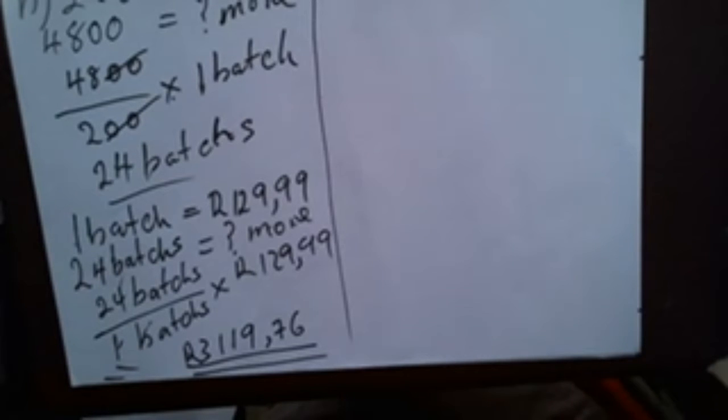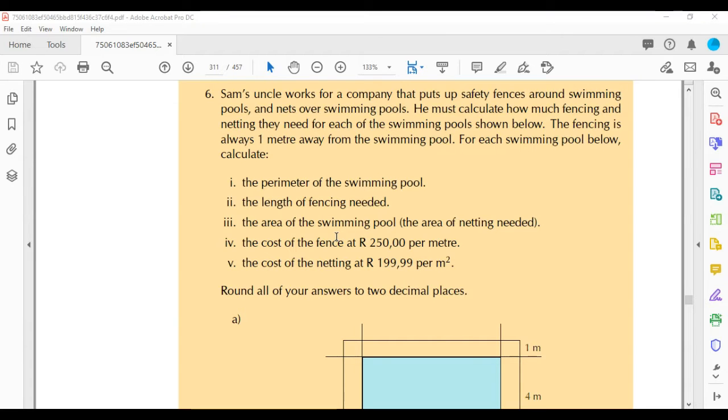Okay, this is the question. Question number 6 says, Sam's uncle works for a company that puts up safety fences around swimming pools and nets over swimming pools. He must calculate how much fencing and netting they need for each of the following pools shown below. The fencing is always 1 meter away from the swimming pool. For each swimming pool below, calculate 1, the perimeter of the swimming pool.